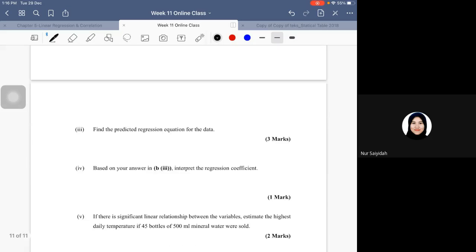And question number 3. It says find the predicted regression equation for the data. As I have shown to you in the previous question as well, when you want to find the predicted regression equation, you need to have all the elements in the model. So y is going to be given by beta 1x plus beta naught. So basically what you have to do is find what is going to be the beta 1 and what is going to be the beta naught.